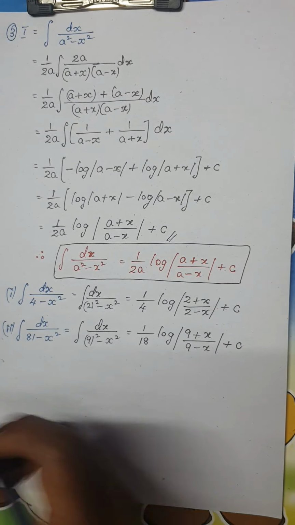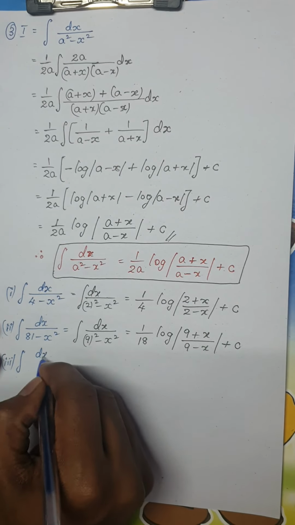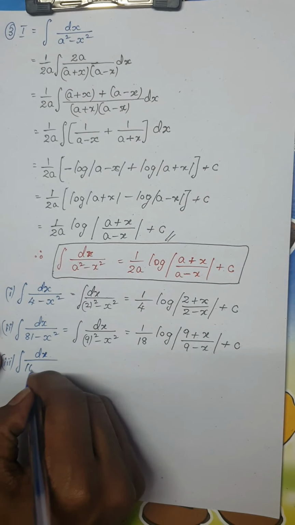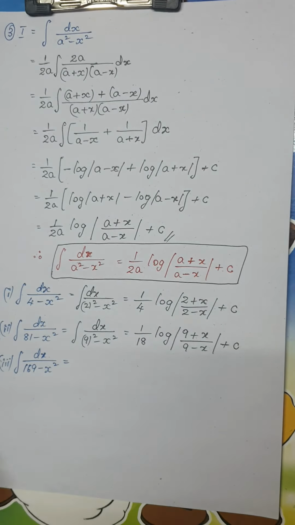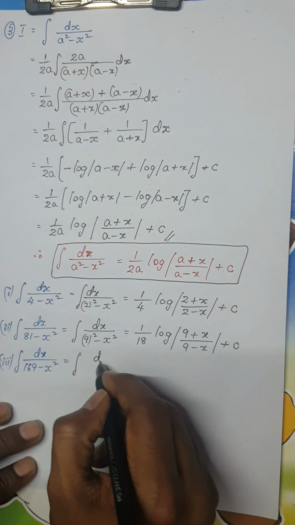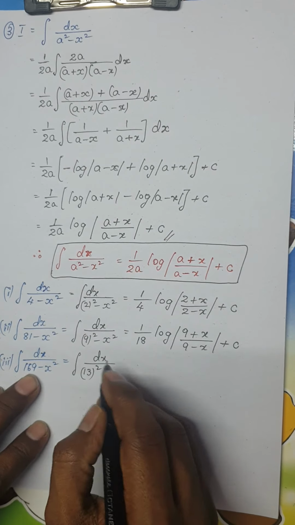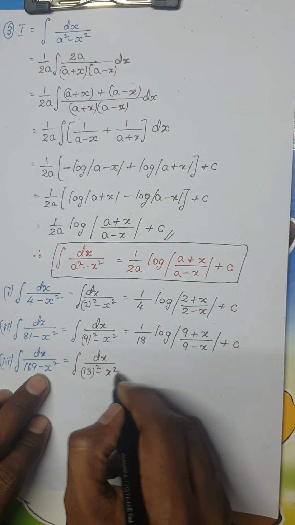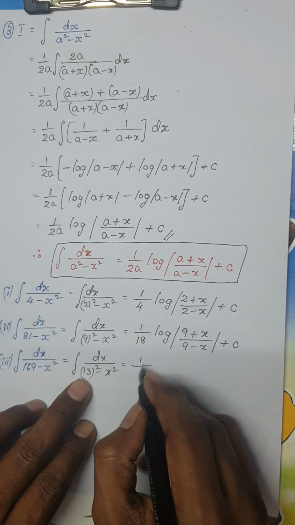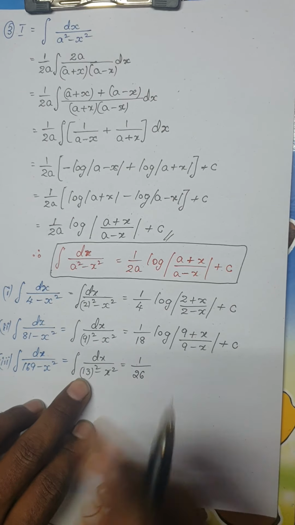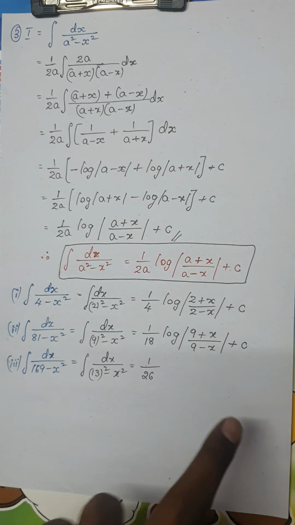Okay, now think of another question, integral of dx divided by 169 minus x square. So this will be integral of dx, 169 would be nothing but 13 square minus x square. So this can be written as 1 divided by 2 times 13, so it can be 26, or else you can use the result first, 1 divided by 2 into 13, and then write the result.